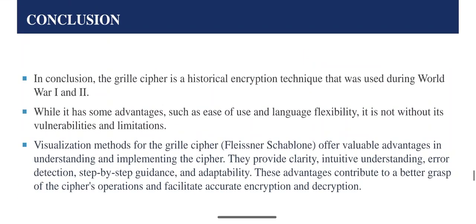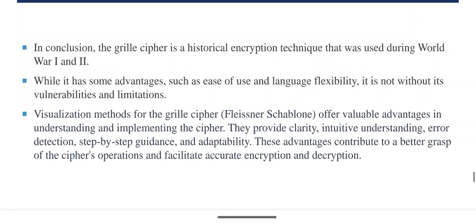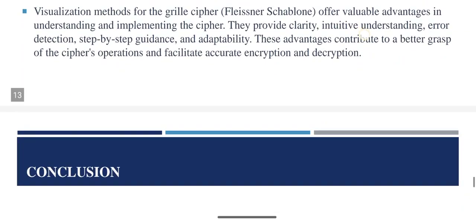Conclusion. In conclusion, the GRILLE cipher is a historical encryption technique that was used during World War I and II. While it has some advantages such as ease of use and language flexibility, it is not without its vulnerabilities and limitations. Visualization methods of the GRILLE cipher offer valuable advantages in understanding and implementing the cipher. They provide clarity, intuitive understanding, error detection, step-by-step guidance, and adaptability. These advantages contribute to a better grasp of the cipher's operations and facilitate accurate encryption and decryption.